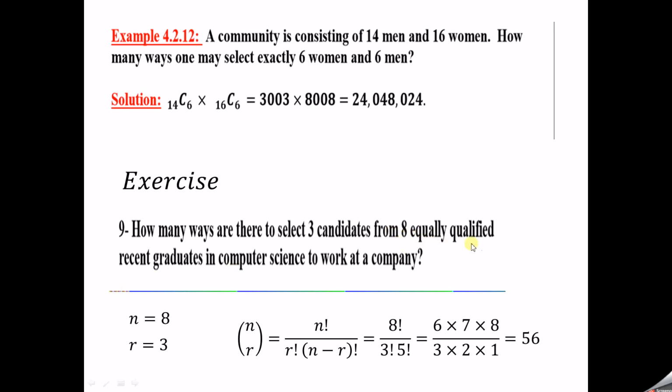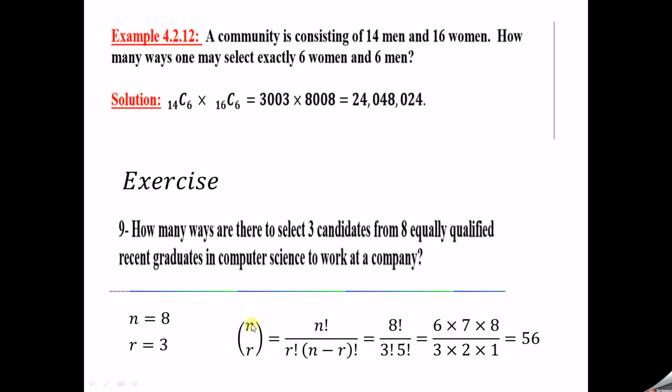All are equally qualified, and we want to select any three candidates without regard to order. We are just interested in the selection of any three candidates because all are equally qualified. So the order is not important, and we go for combinations. Here n is 8, there are 8 in total, and we are interested in selecting 3 candidates. So r equals 3.